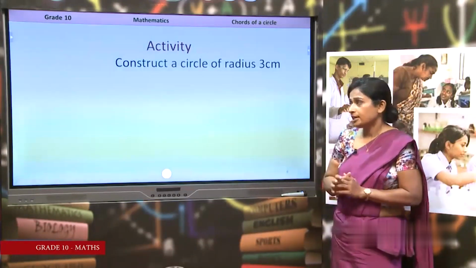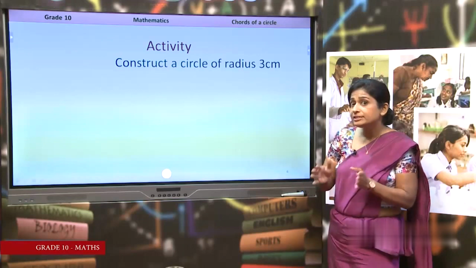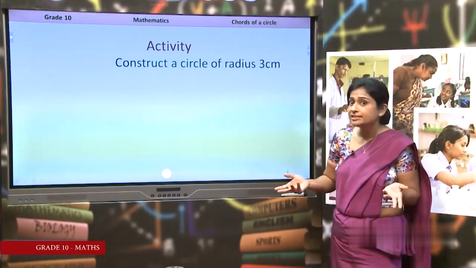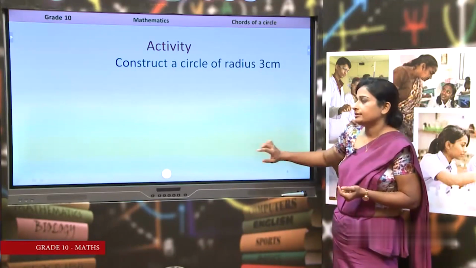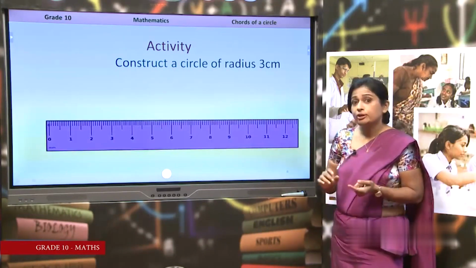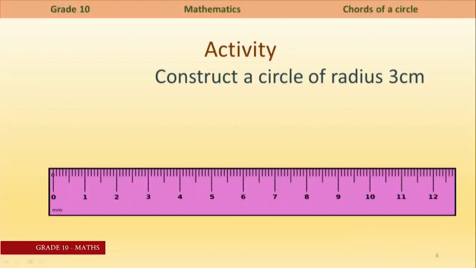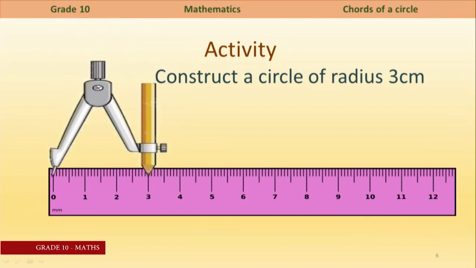First, you have to take your compass and construct a circle. The radius is 3 centimeter. So, how do we construct that? You have to take your ruler. Then take your compass, keep the compass on the point O, and expand it until it measures 3 centimeter. Now you have prepared your compass, then you have to draw the circle.